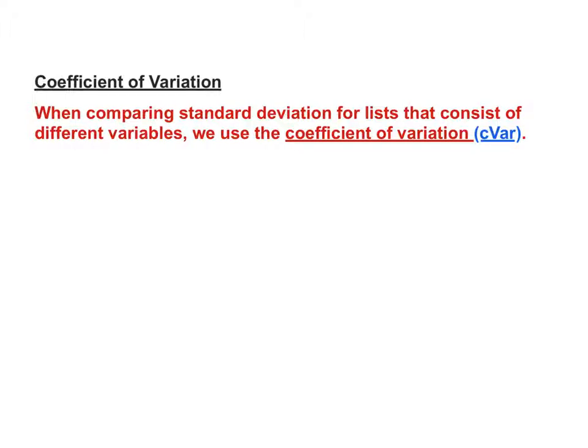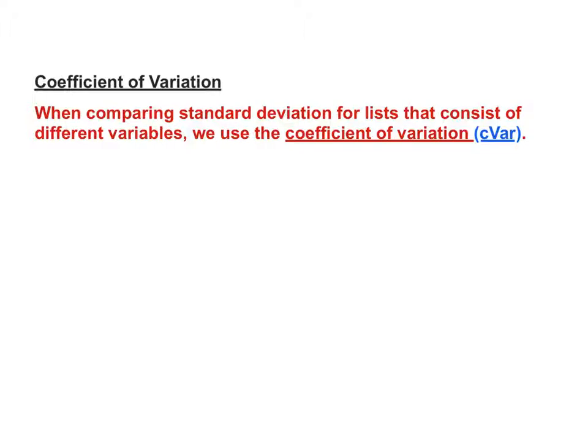Okay, we compare the standard deviations for lists that consist of different variables. So the different variables being apples and another being oranges. And we can use the coefficient of variation to make a comparison between those two different sets of data. I'm going to put two formulas up because one is for sample and one is for population. But the reality is it's essentially the same formula.